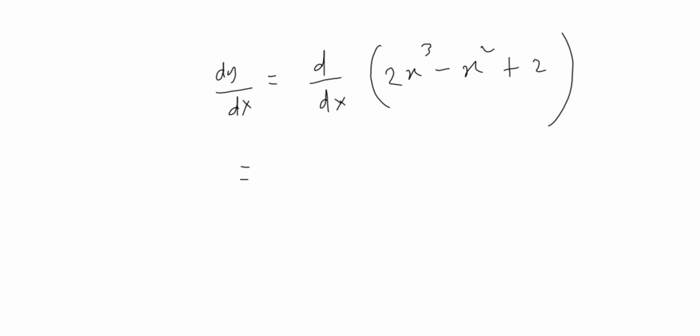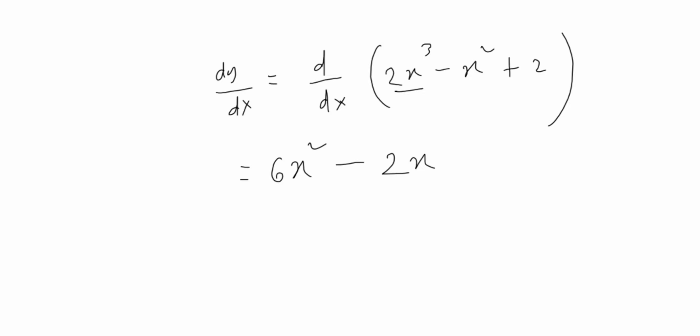So we go ahead and differentiate the first term, and we get 2 multiplied by 3, which is, of course, 6. So that's going to be 6x squared. That's the derivative of this term right here. And the second term we get minus 2x. The third term, obviously, the derivative of the third term is 0. So if you differentiate 2, you get 0. So dy/dx is equal to 6x squared minus 2x.